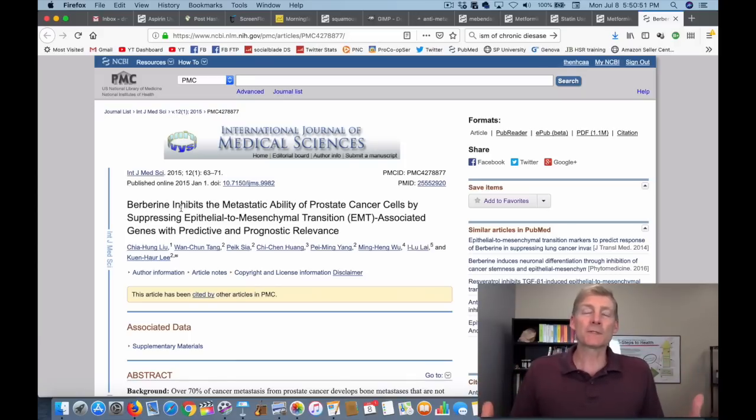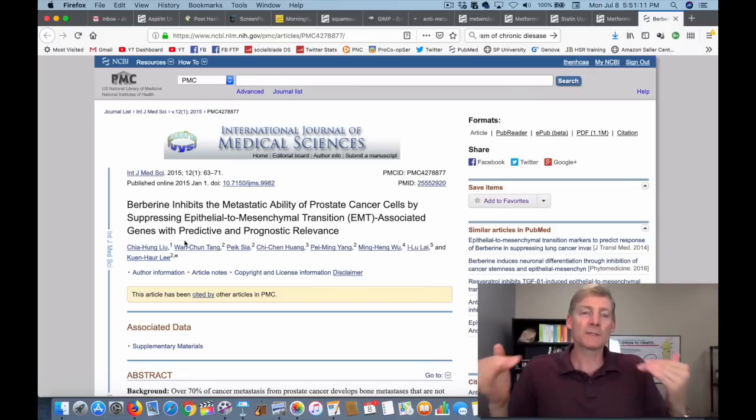Okay, now as a layperson, as a patient, that's all you need to read. Now, if you're a scientist or a medical doctor, you can read the rest: by suppressing epithelial to mesenchymal transition, EMT, associated genes with predictive and prognostic relevance. Okay, maybe that went over your head, but look, the first line is what is important.